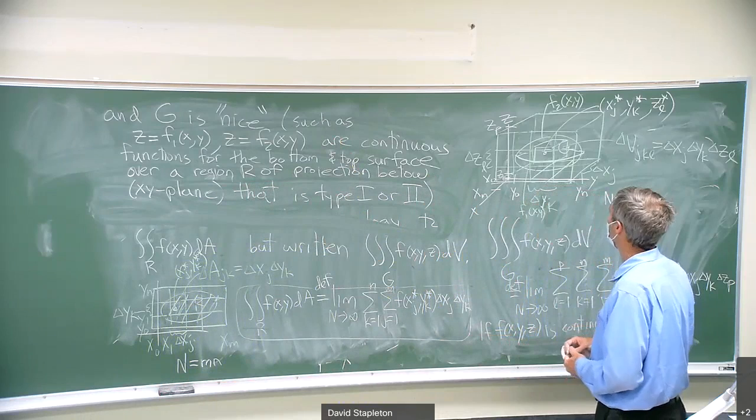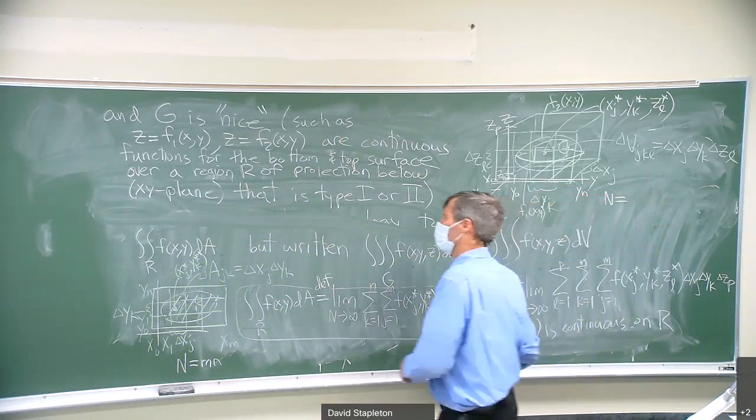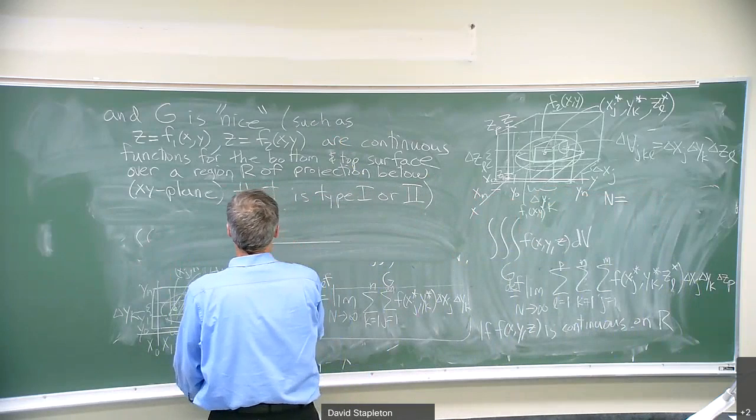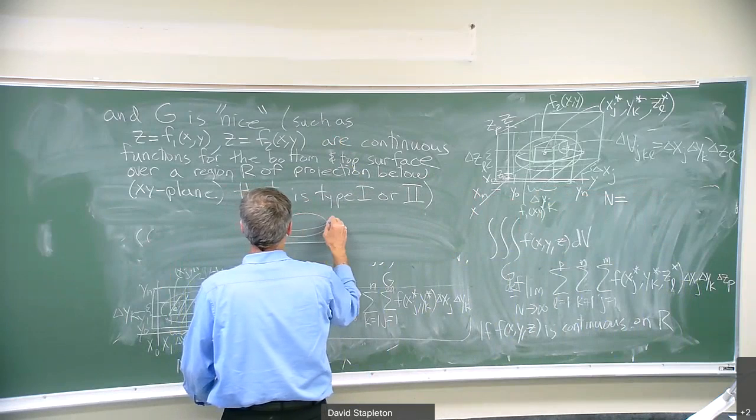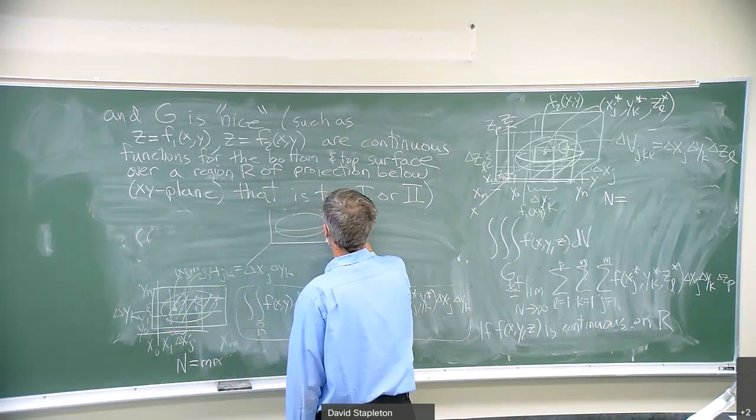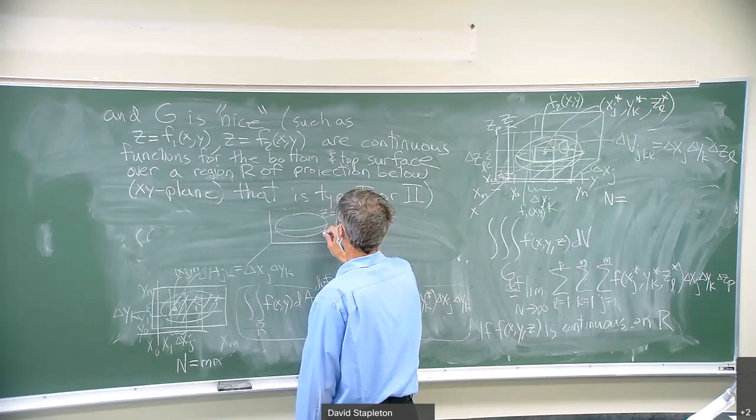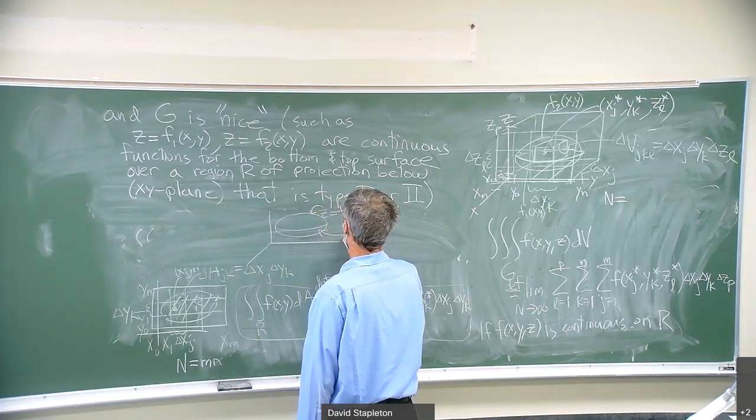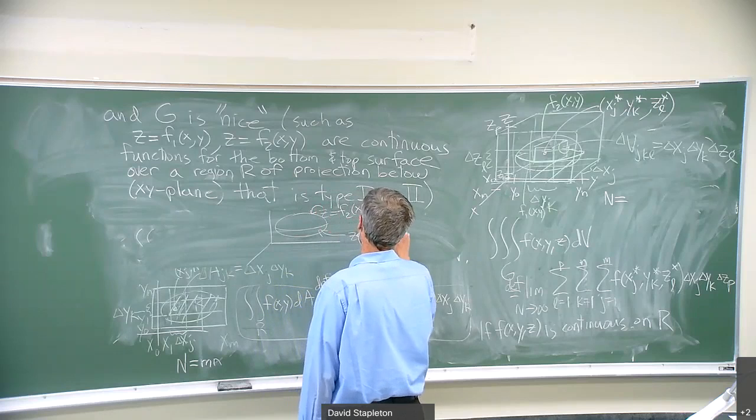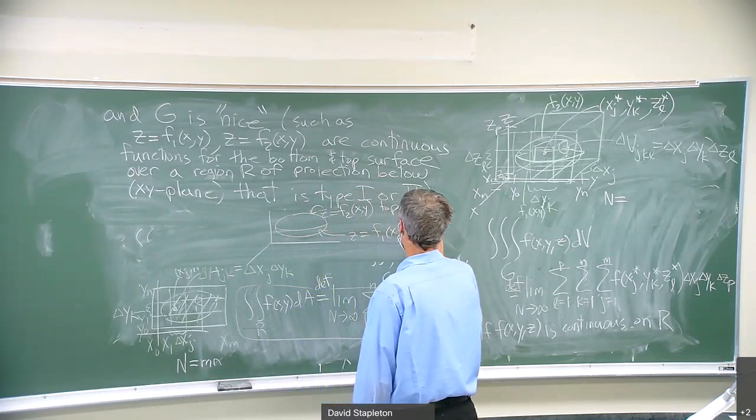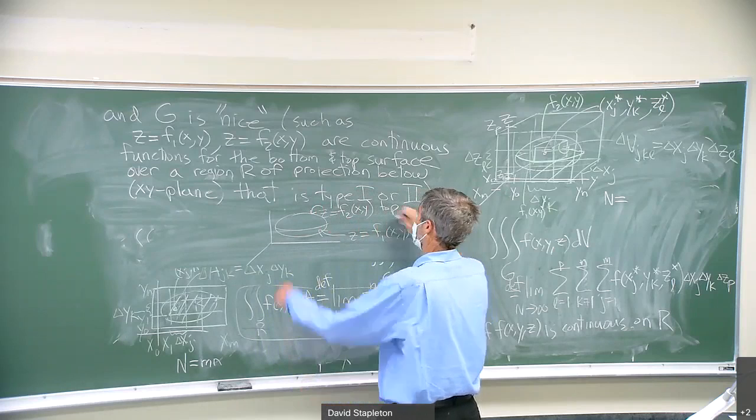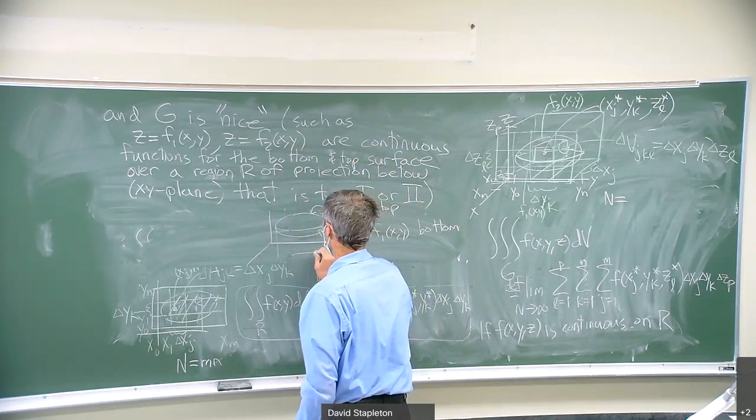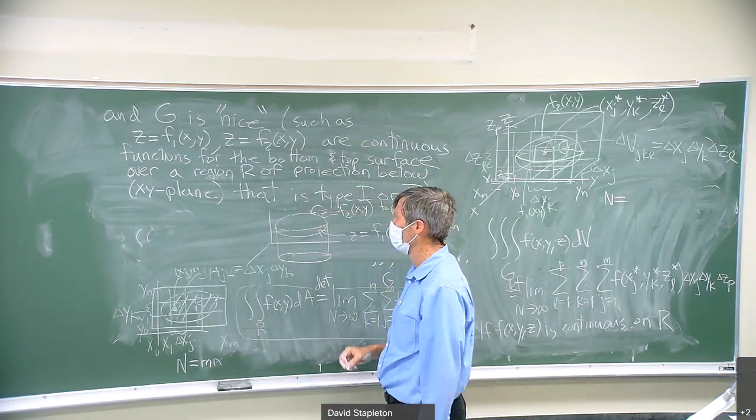But the idea is, maybe I better draw a picture here, a new picture, unless I clutter that too much. You have some solid G. It has a top surface, Z equals F2 of XY, that's a continuous function. It has a surface on the bottom, Z equals F1 of XY, which is continuous. And if you think of shining a light vertically down so that it makes a shadow down in the XY plane, the shadow is in a type 1 or a type 2 region.